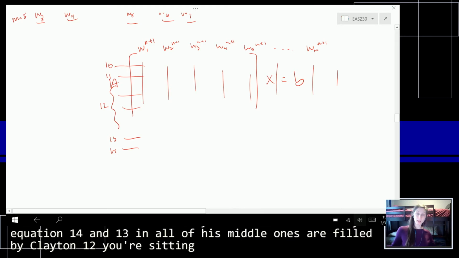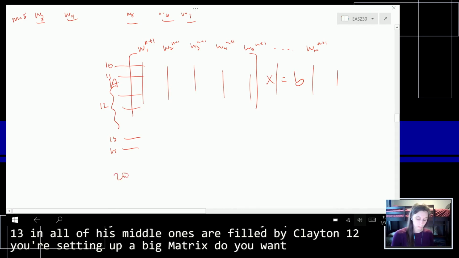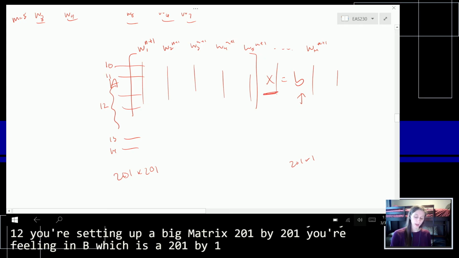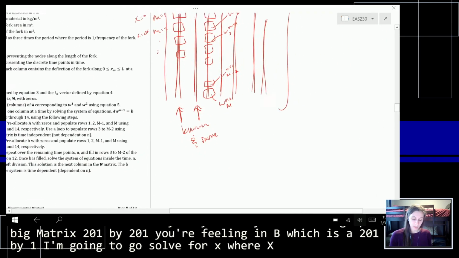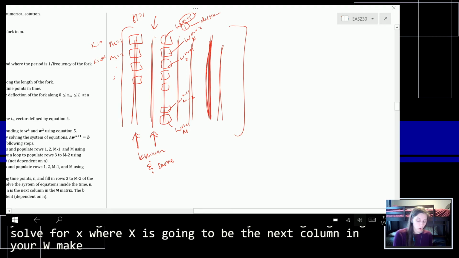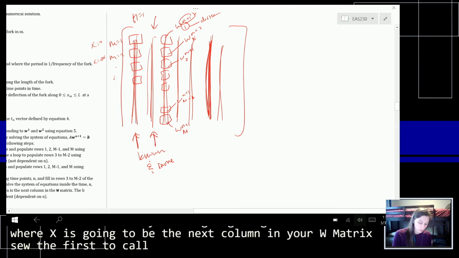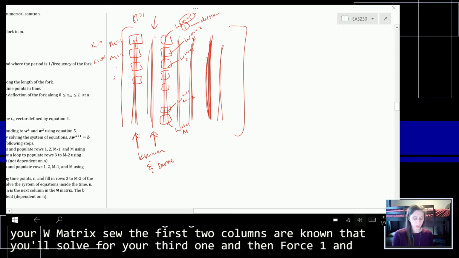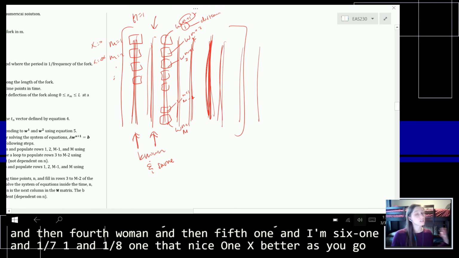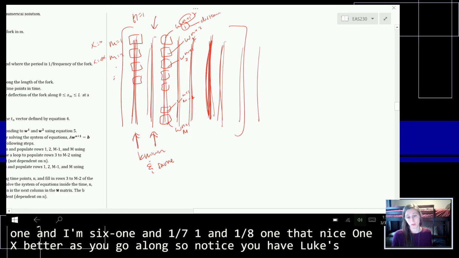So you're setting up a big matrix, it's 201 by 201. You're filling in b, which is a 201 by 1. And then you're going to solve for x, where x is going to be the next column in your w matrix. So the first two columns are known, then you'll solve for your third one, and then the fourth one, and then the fifth one, and so on as you go along. So notice you have a lot of loops in here. A lot of repetition.